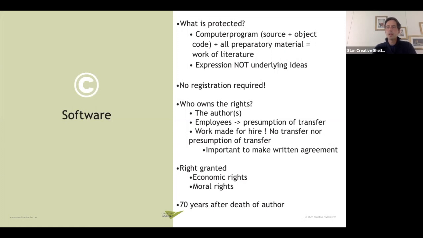So the source code is the human readable programming language that you write or that is written, that's protected. And the object code are actually, after the compilation, all the ones and zeros which give the instruction to the computer. Those two things are protected, but as well all preparatory materials.